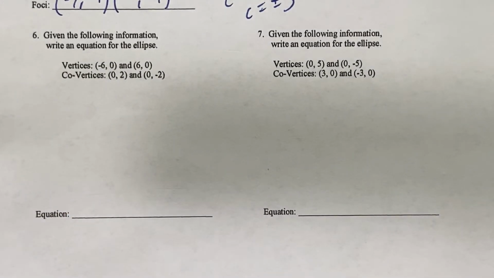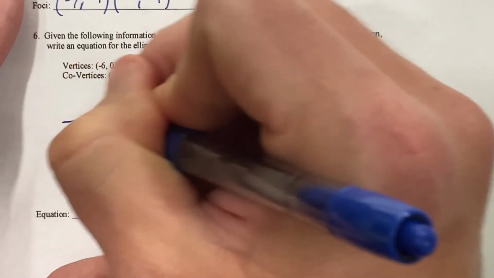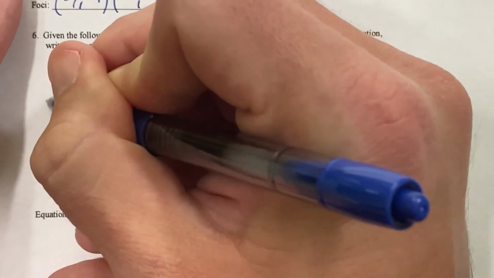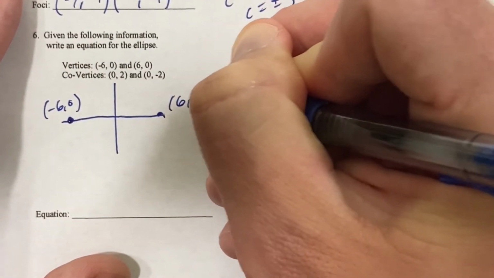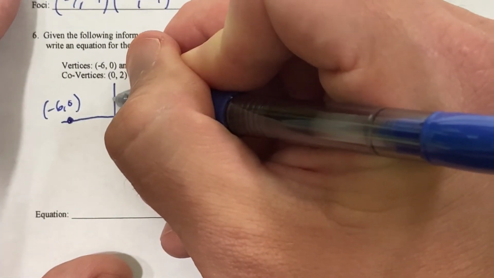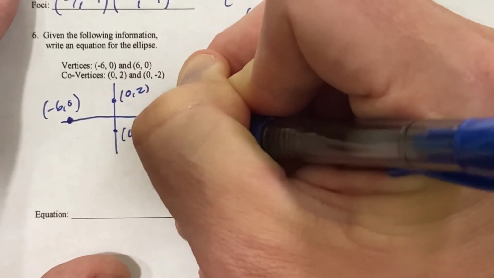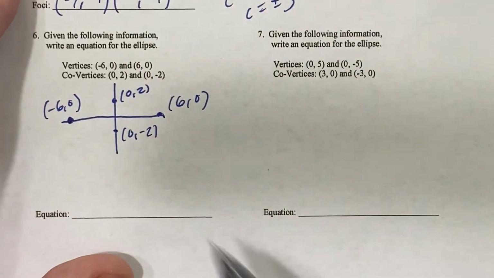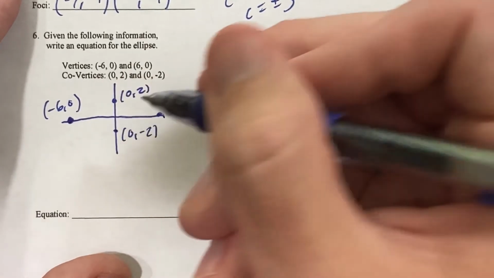Given the following information, we need to write an equation. I always find it easiest to graph these things, just kind of eyeball them. So we have vertices at -6, 0, and 6, 0. And then covertices at 0, 2, and 0, -2. So we could draw the ellipse. It's centered at 0, 0. That'd be the midpoint of both of those.